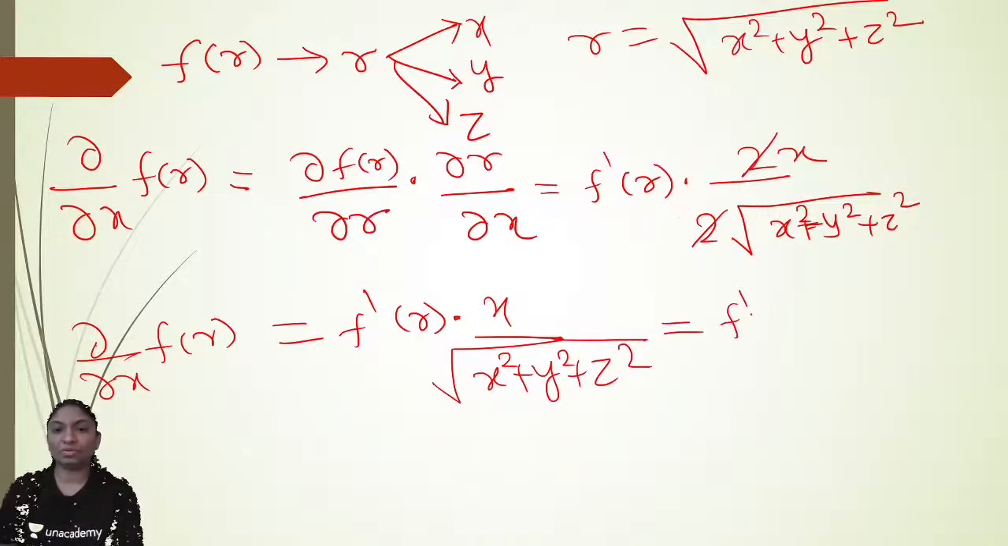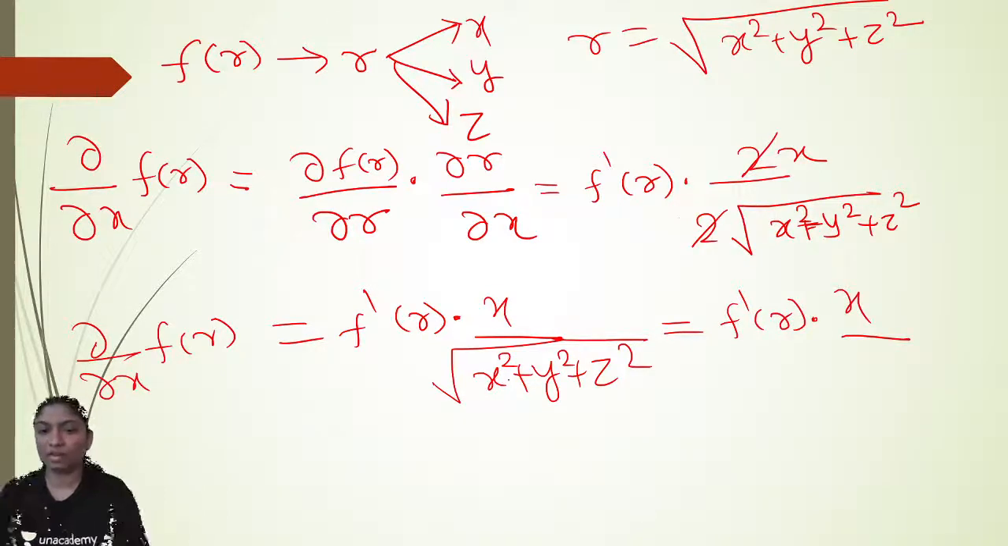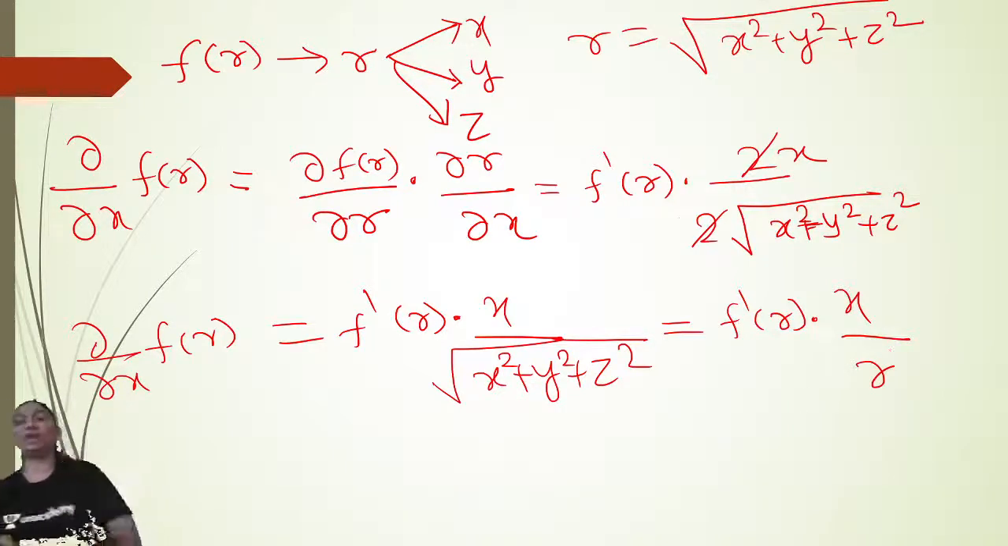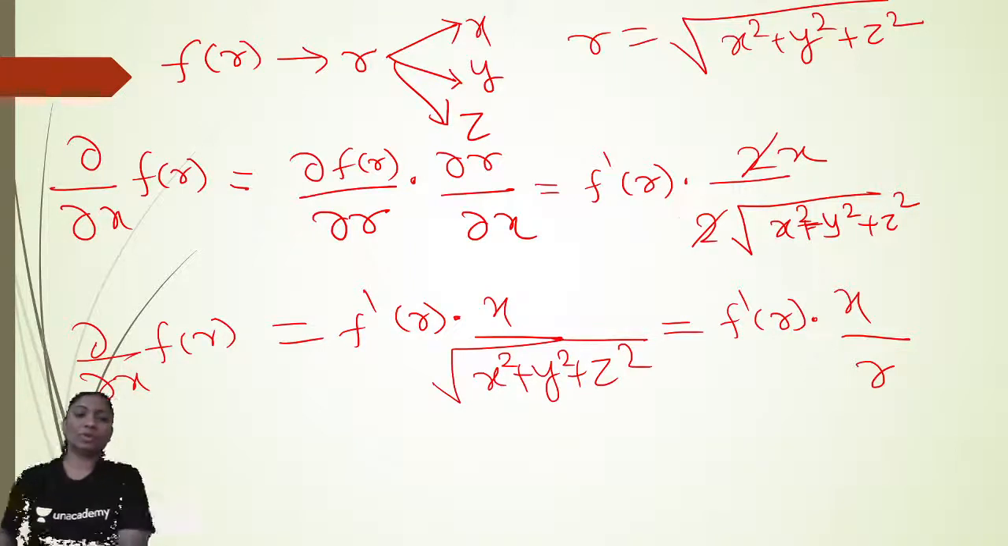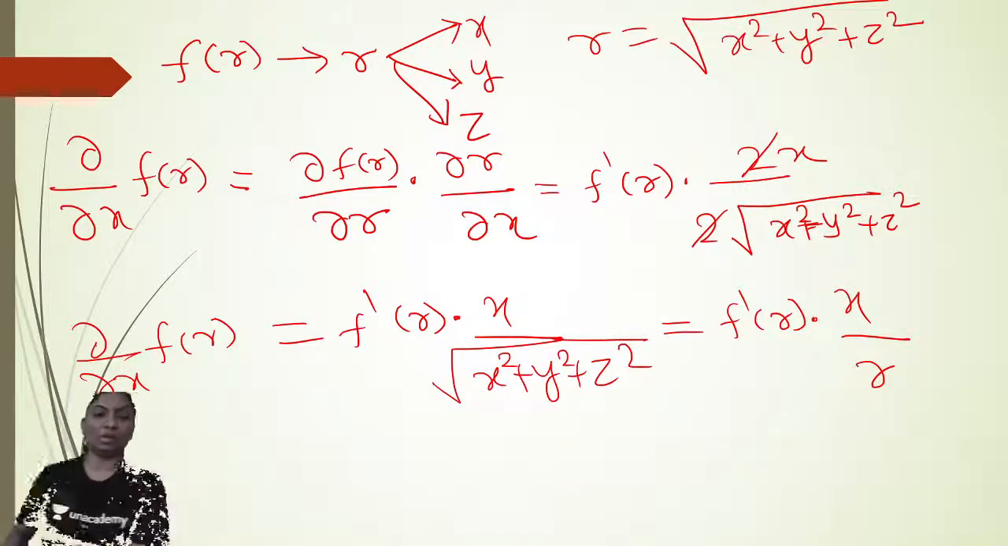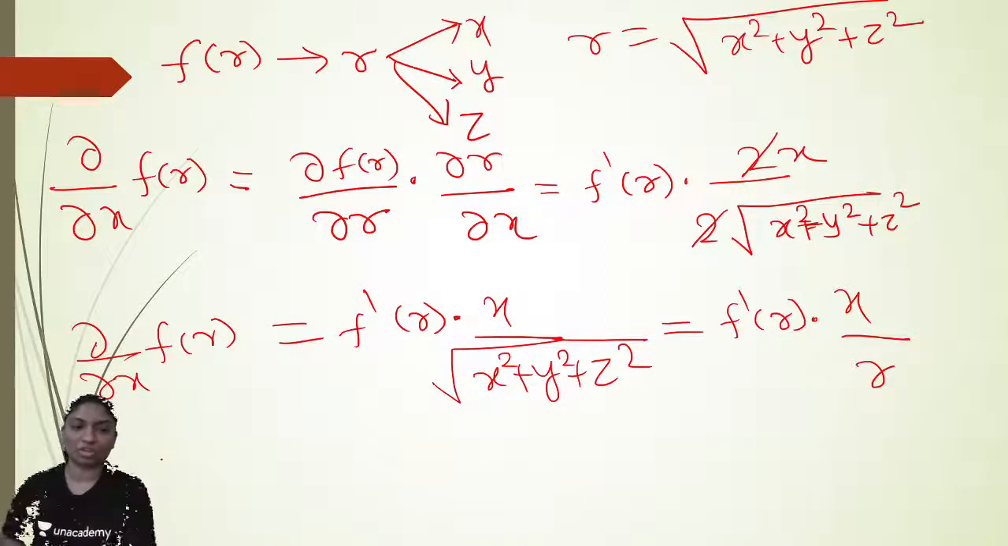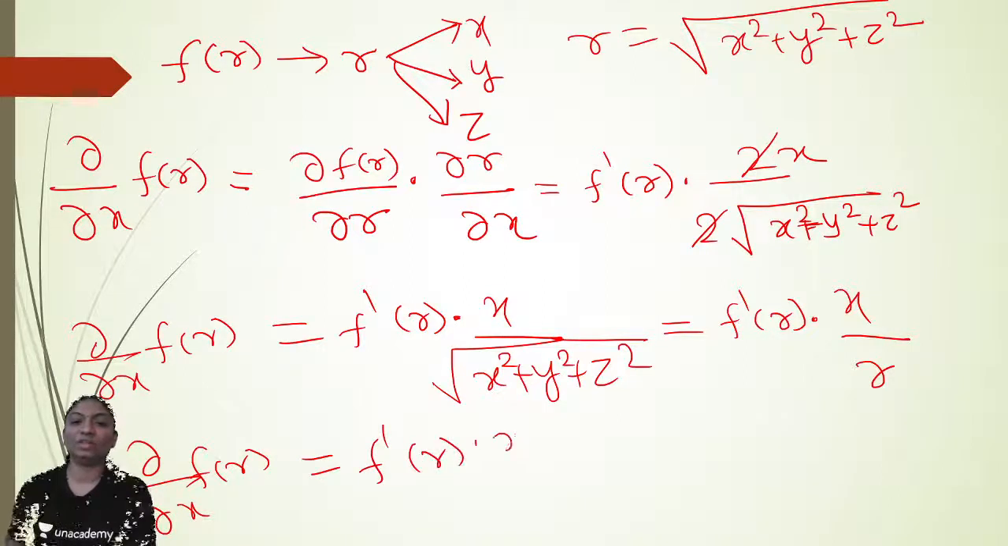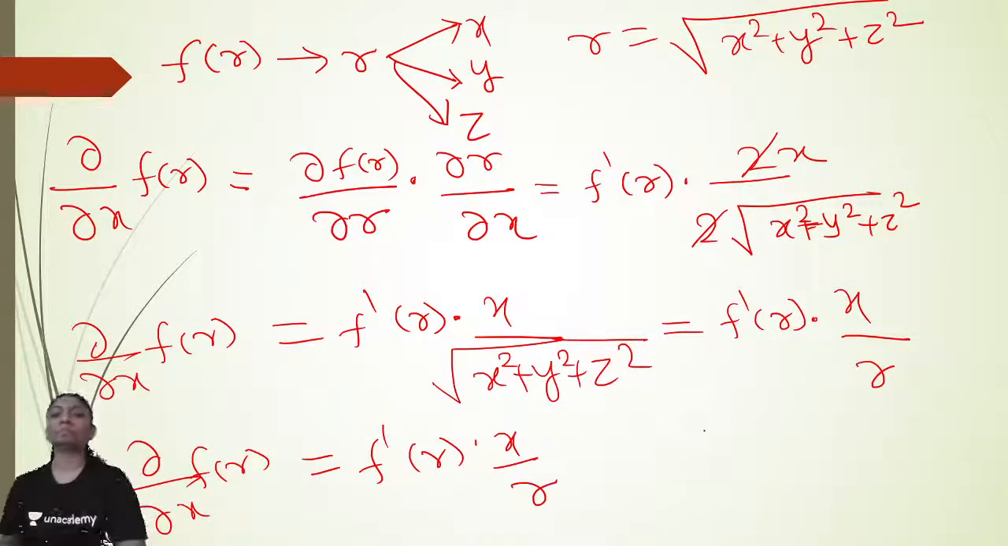So which is equal to f dash of r into x upon square root of x square plus y square plus z square, which is r. So we can write f dash of r into x upon r. Okay. So here f dash of r into x upon r, that will be your ∂/∂x of f of r. ∂/∂x of f of r is equal to f dash of r into x upon r.